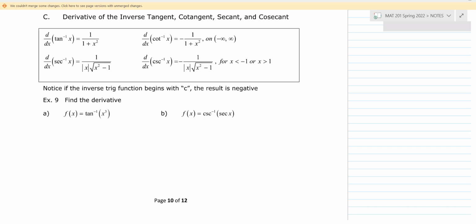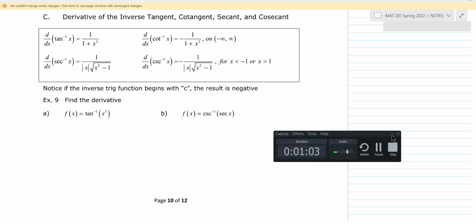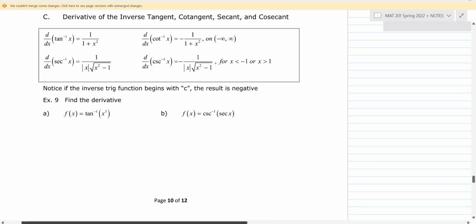Okay, so the last part of the video, what we're going to be looking at is the derivatives of the other inverse trig functions. And I'm not going to derive where these things come from. I'm really just giving you what these rules are.